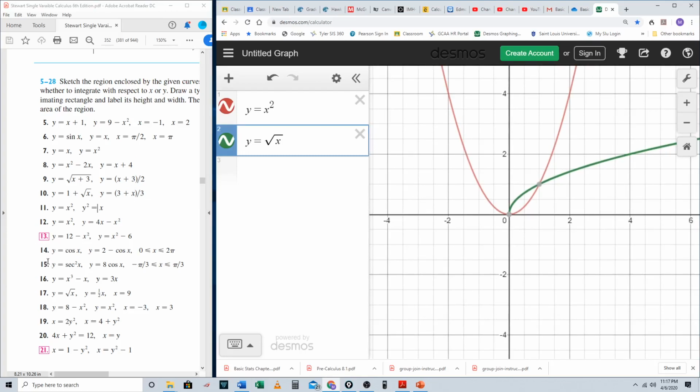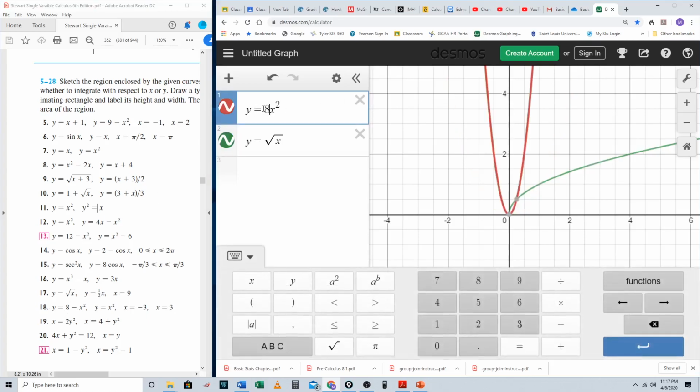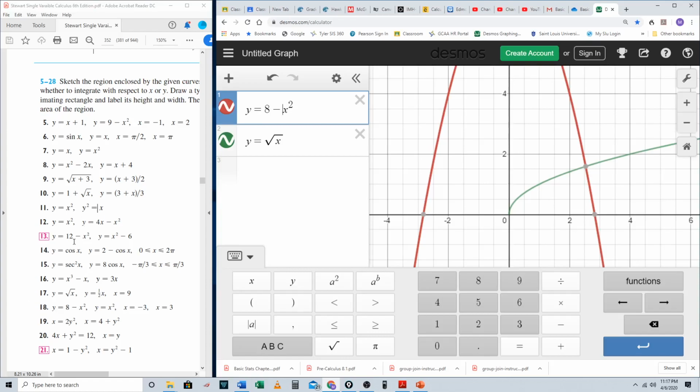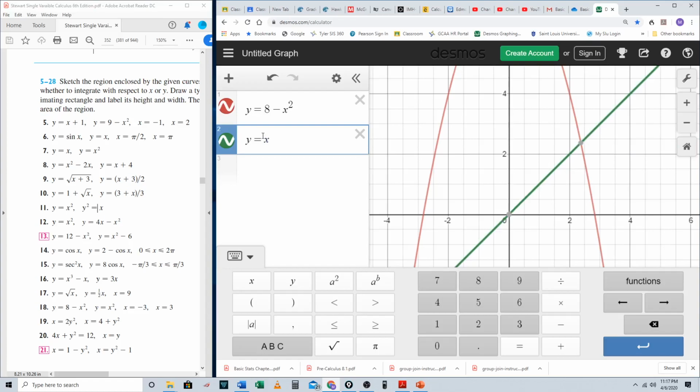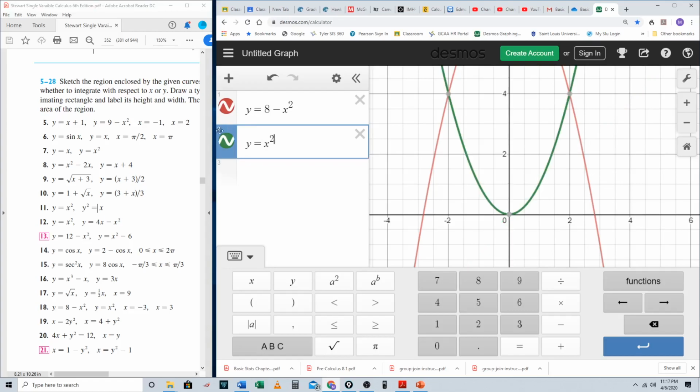So I mean, we could do the trig functions, and that's fine. But let's look at, I don't know, number 18. So y is equal to 8 minus x squared, and y is equal to x squared. And we're going to bound this between -3 and 3. Hey, yeah, that changes things.